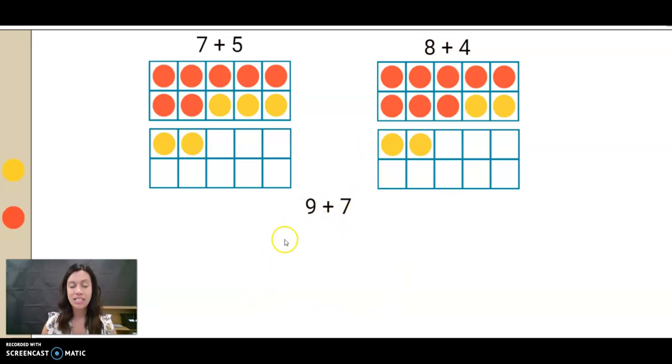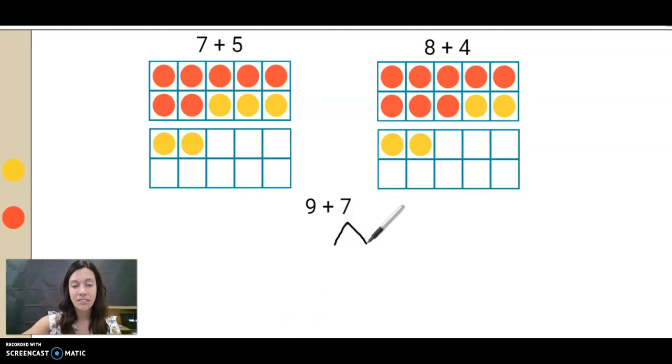Notice I do not have any 10 frames. I want you to see if you can just picture what those 10 frames would look like in your mind. So think about 9 red counters on a 10 frame and 7 yellow counters on a 10 frame. How could you move those yellow counters to make a group of 10? You are probably thinking about taking one of those yellow counters and moving it to the 9 to make a group of 10. So what we call that is decomposing.